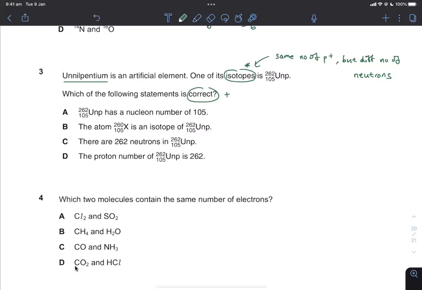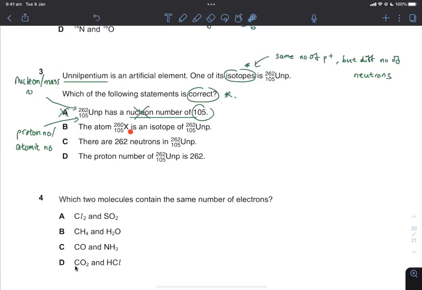They want a positive statement. This thing is a nucleon number 105. We know the number on the bottom left is what you call proton number. We know the number on the top left, as part of the international standard, is called the nucleon or the mass number. The bottom is proton number or atomic number. So we know that 105 is actually not nucleon, it's actually proton number. Okay, so A is out.